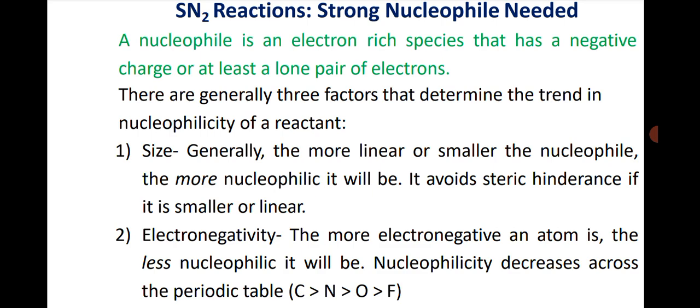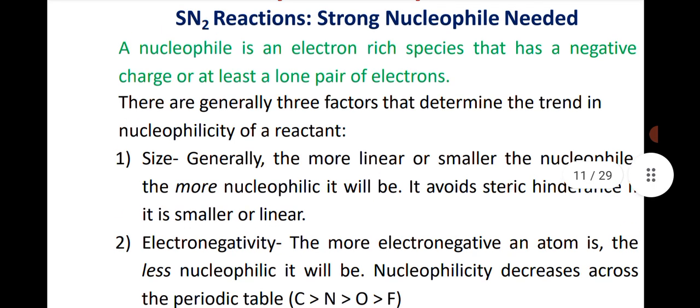If its size is large and it is not linear, it has its own steric hindrance, and its own steric hindrance interacts with the steric hindrance of the bulky group on the substrate, and the attack of the nucleophile is compromised. Due to this, the attacking efficiency of the nucleophile on the substrate is also compromised, and we can say that this is not a good nucleophile.